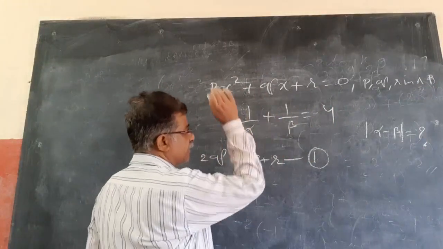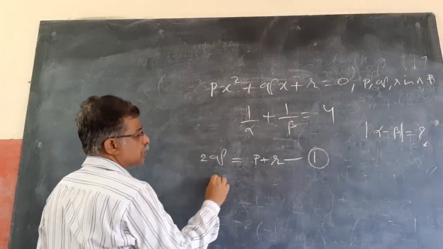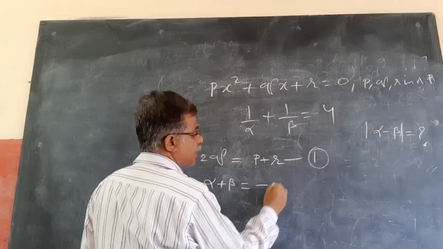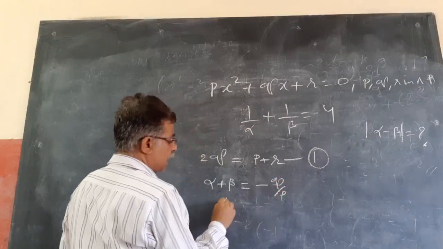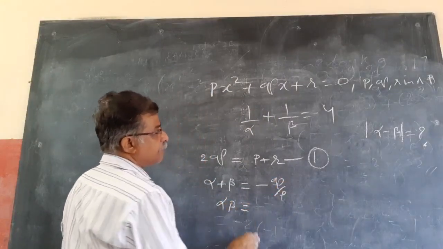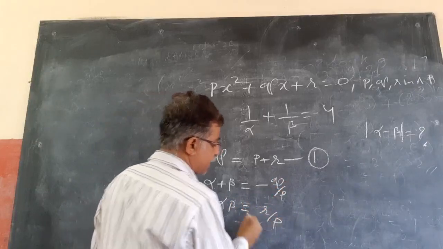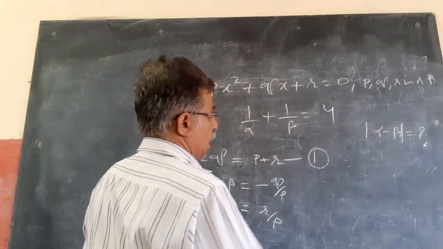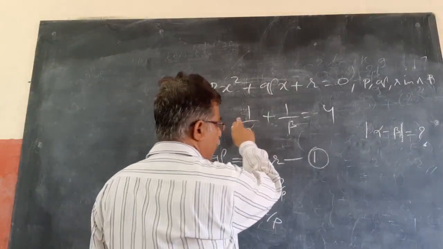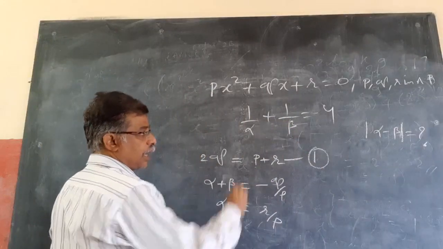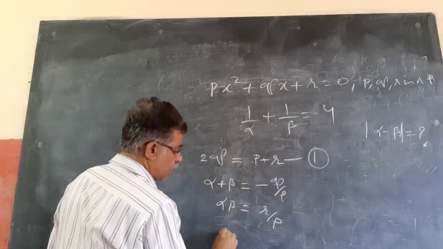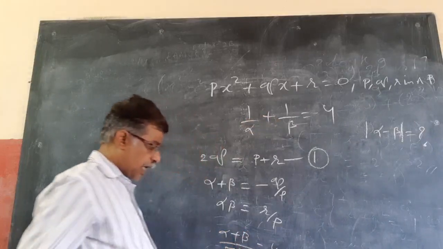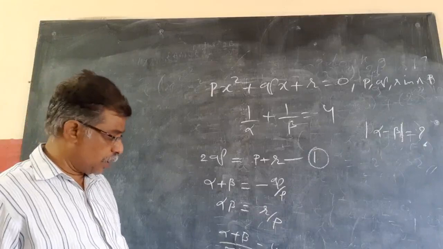Now coming to this equation and sum of the roots, we know that sum of the roots alpha plus beta equal to minus B by A, that is minus Q by P. Alpha into beta equal to C by A. What is C by A? It is R by P. And next, what more? It is given 1 by alpha plus 1 by beta. If you take LCM, alpha plus beta by alpha into beta equal to 4.